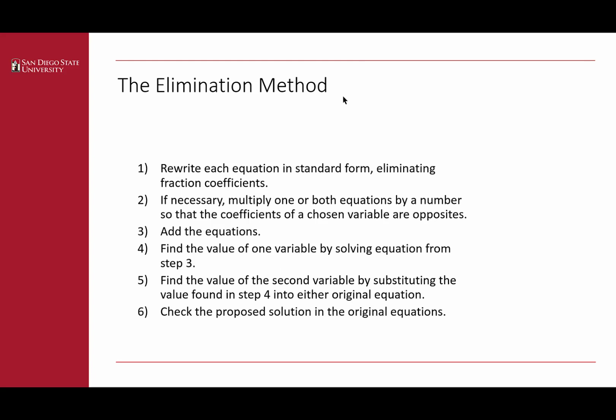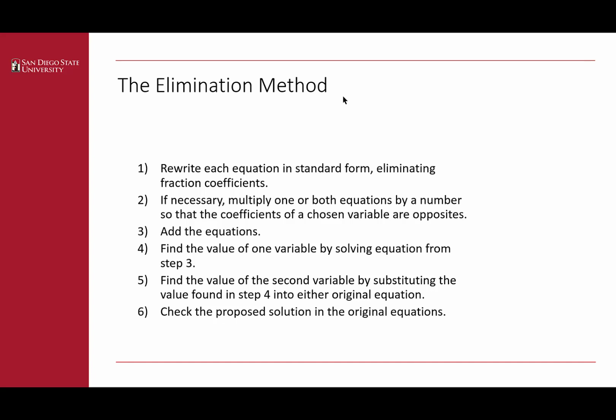In order to execute the elimination method correctly, we first rewrite each equation in its standard form, eliminating fraction coefficients. If necessary, we multiply one or both equations by a number so that the coefficients of a chosen variable, either x or y, are opposites. And then we add the equations together.